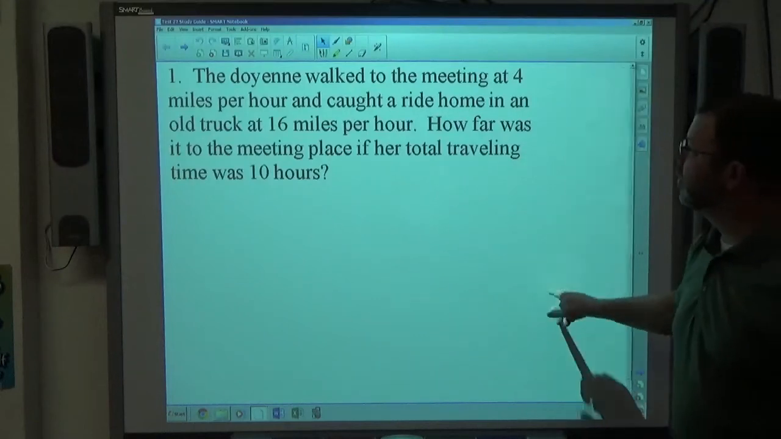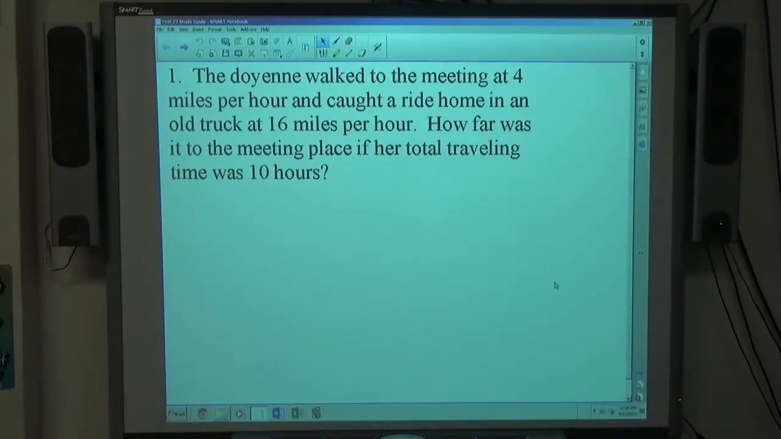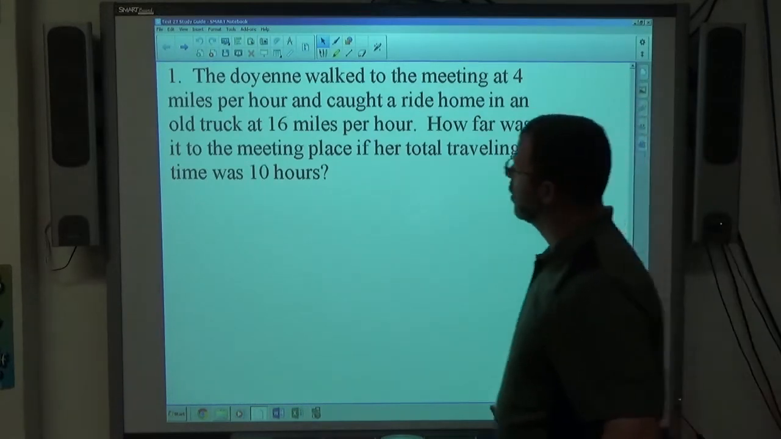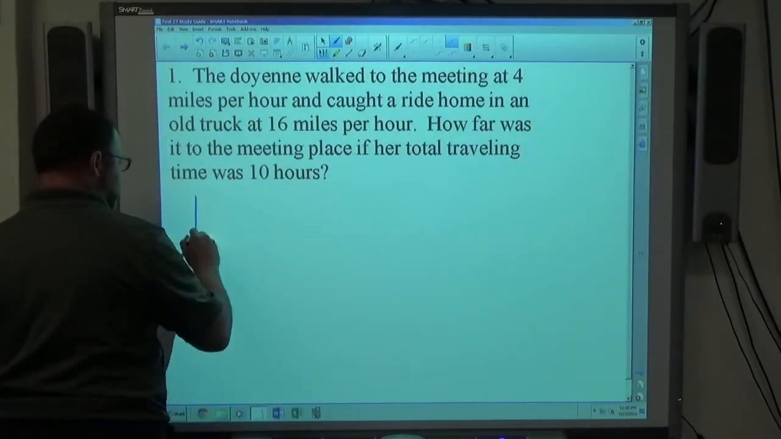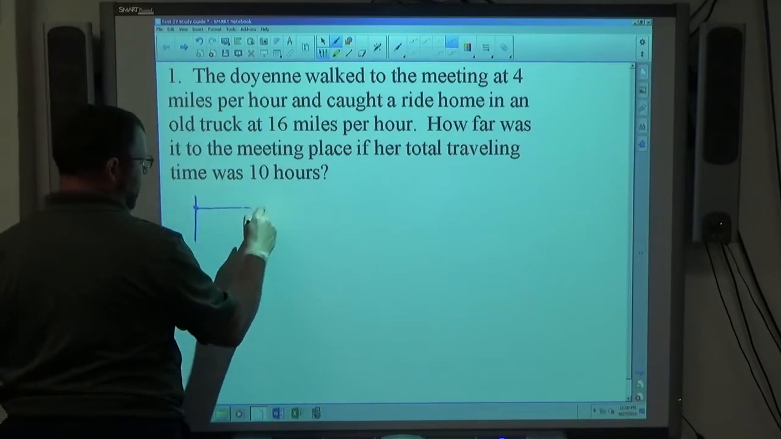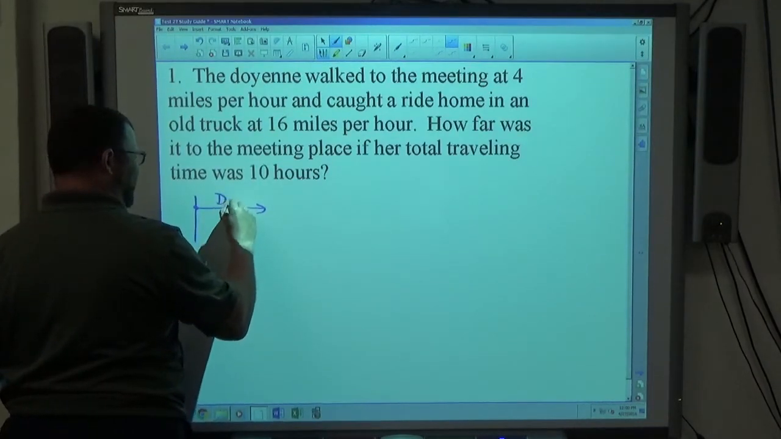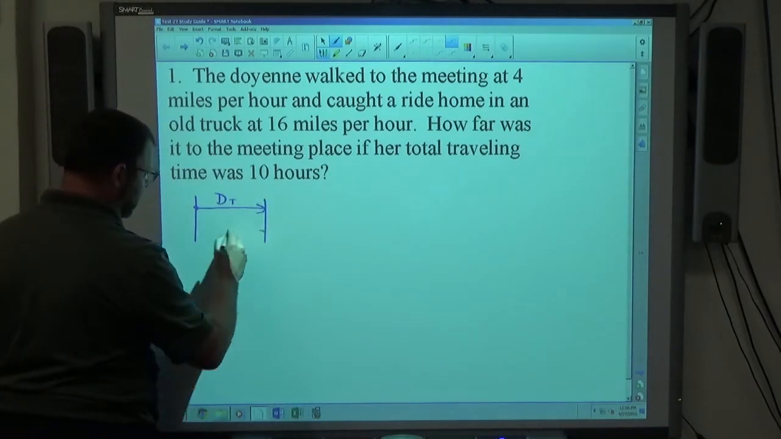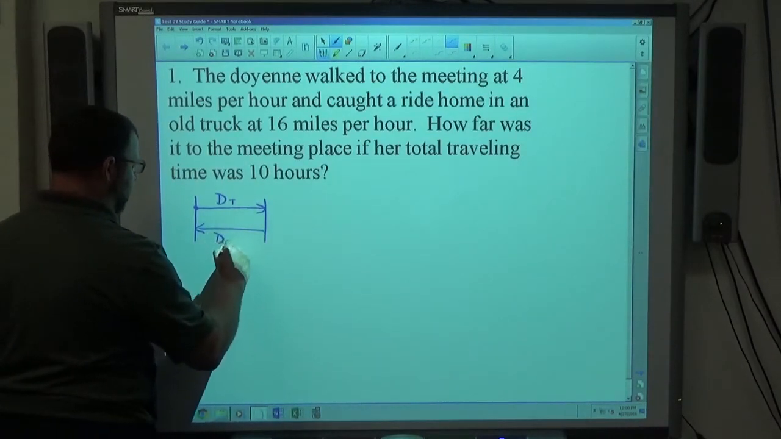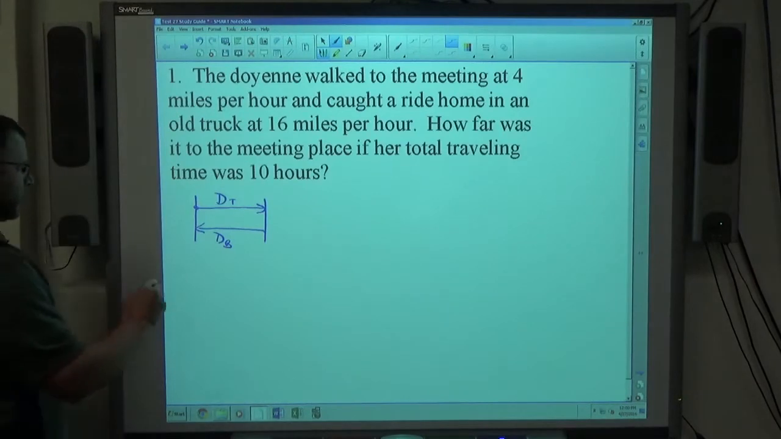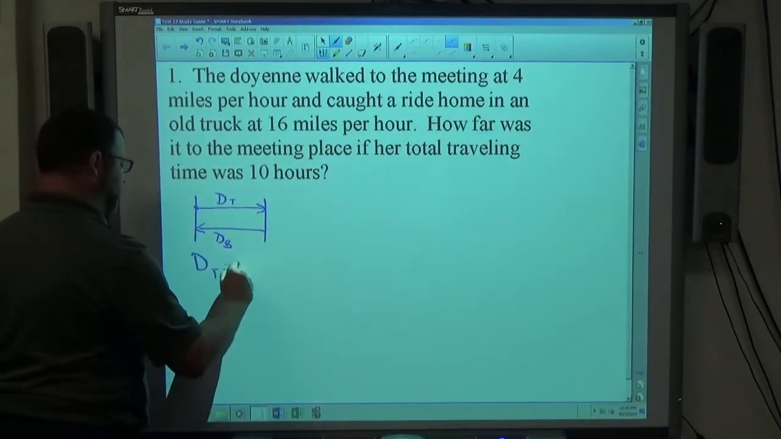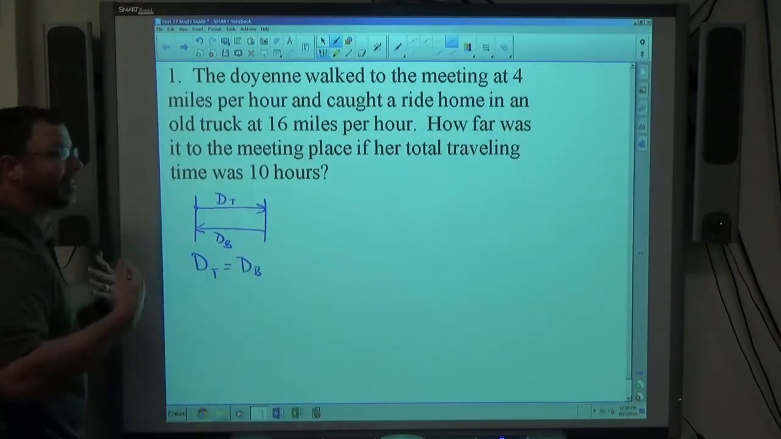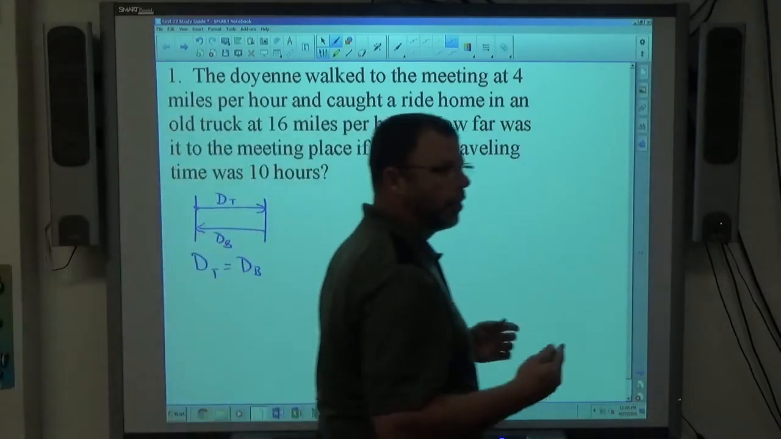Okay, example 1. Doyen walked to the meeting at 4 miles per hour and caught a ride home in an old truck at 16 miles per hour. So Doyen goes to a meeting, distance there, and caught a ride home in an old truck, distance back. That implies the distances are equal, so distance there equals distance back. We don't know what either distance is, but we do know they're equal to each other.